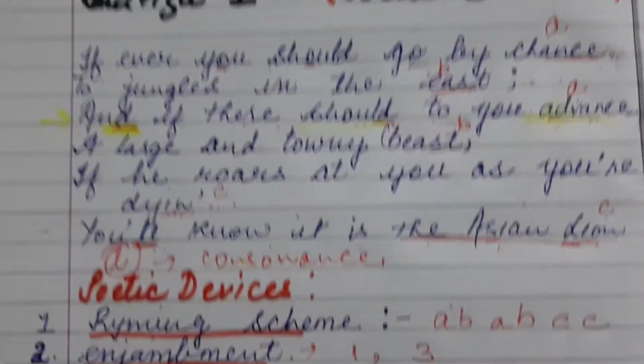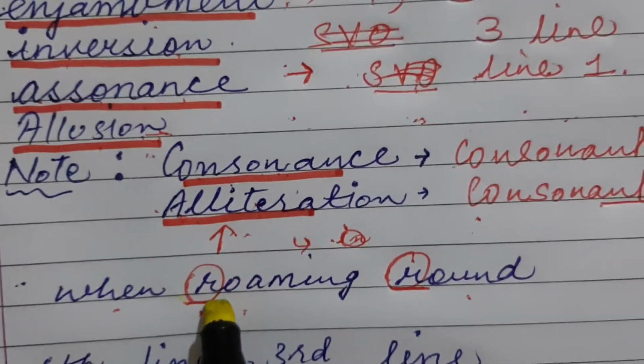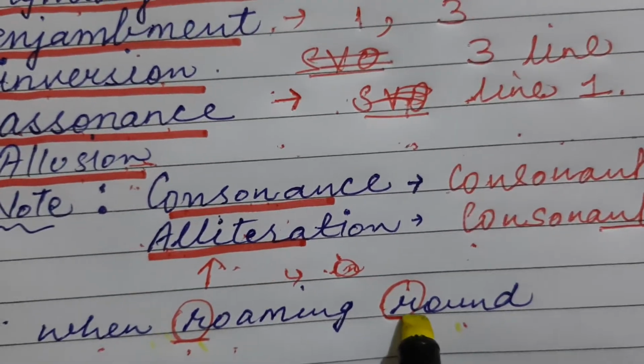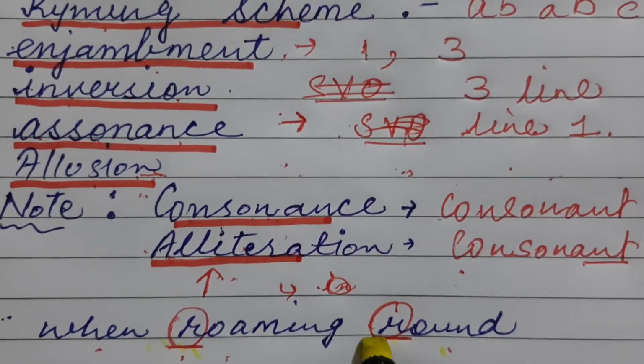Alliteration will be when the letter is repeated at the beginning of a word. For example, roaming round. R is repeated at the beginning of roaming and round. Fine. I hope it is clear to you.